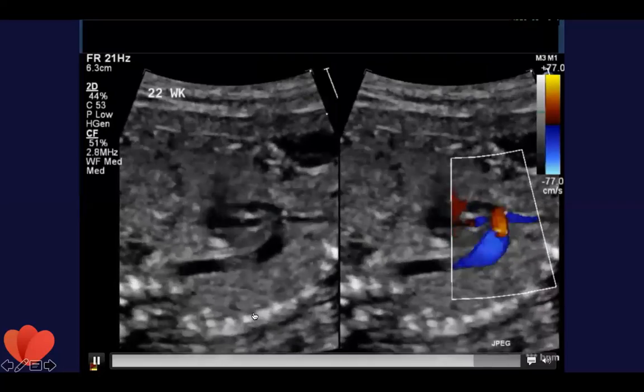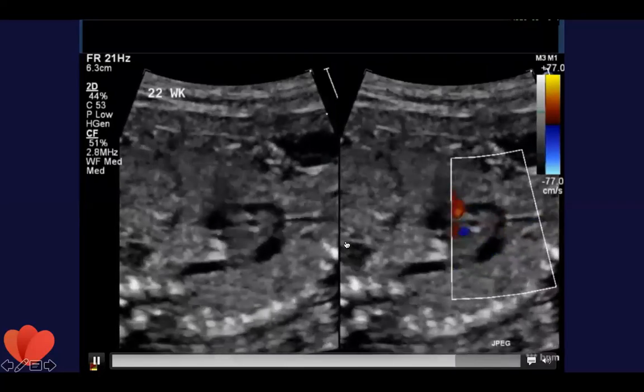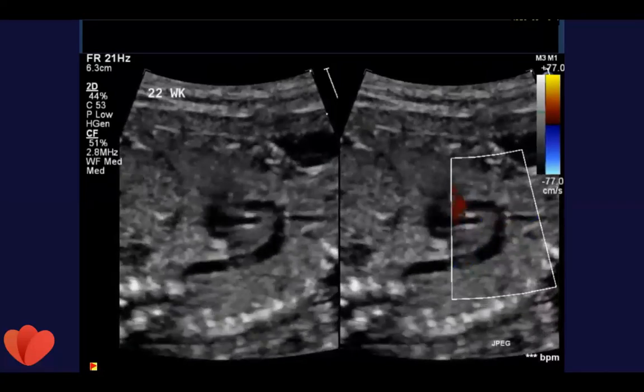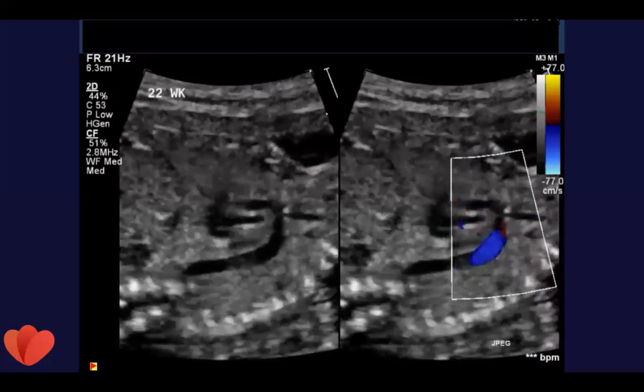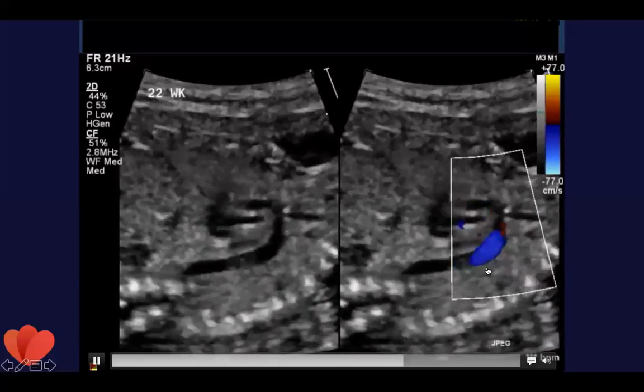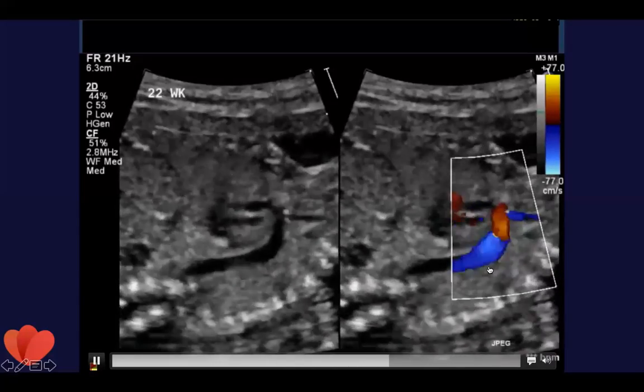So then again, moving our attention to the aortic arch, I think sometimes these aortic arches are so small, you really don't see them well by 2D. So one of the tricks that I use is put the color box over the PDA or where I think the aortic arch is and look for this reversal of flow.